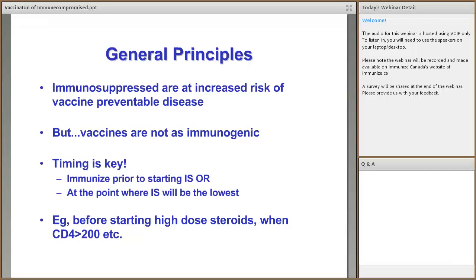So some of the general principles to remember are that the immune-suppressed are at increased risk of vaccine-preventable disease, but vaccines are not as immunogenic in these populations. So the timing of immunizations is really the key. I would say try to immunize if you can prior to starting immunosuppression. That's not always possible, so the other best time is at the point where immunosuppression will be the lowest. I'll talk about these as we talk about the specific conditions. For example, try to immunize before starting high-dose steroids, or in an HIV-positive person when the CD4 count is more than 200, etc. We'll discuss these as we go along.